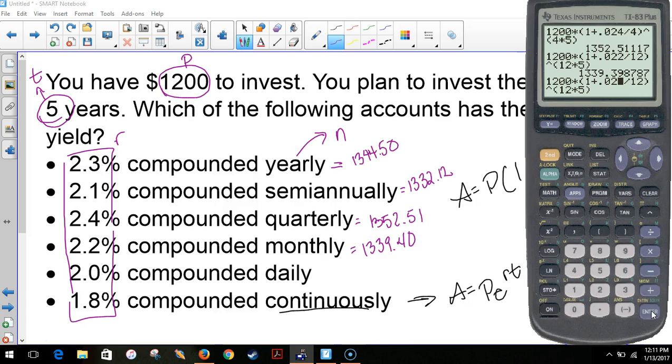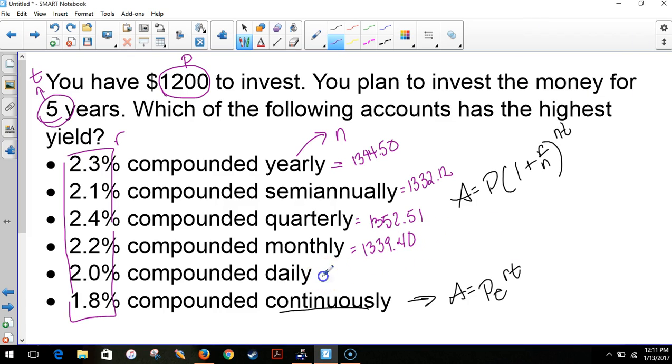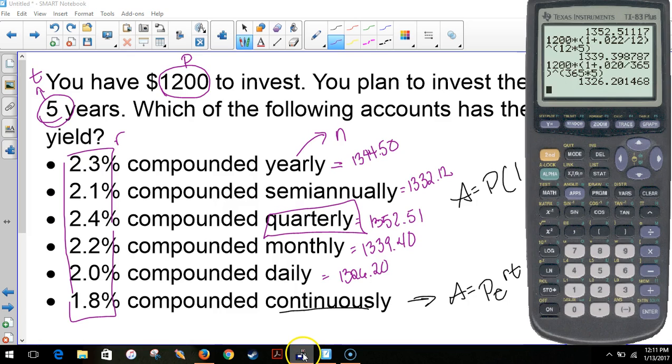2.0, 365. Again, I'll have to type this over a little bit. 365 times 5. 1326 and 20 cents. So far, quarterly appears to be the winner. But let's go ahead and check our compounding continuously.